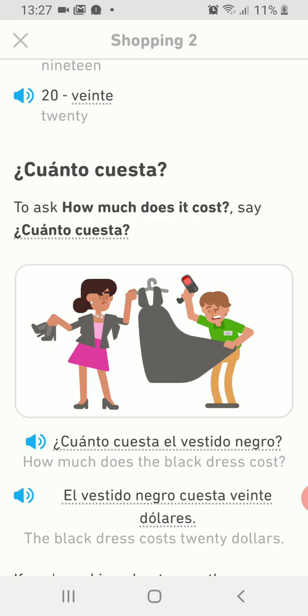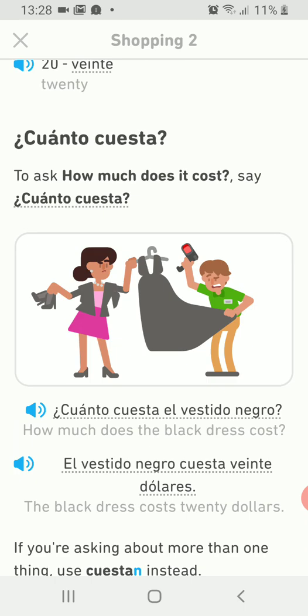So now let's talk about shopping. Shopping, we know, is las compras, and we have the verb to buy, which is comprar. So now let's ask, how much does it cost? If you want to buy something, you will probably ask the merchant, how much does it cost? So cuánto cuesta, this is the expression that you should use in this situation. So to ask how much does it cost, say cuánto cuesta.